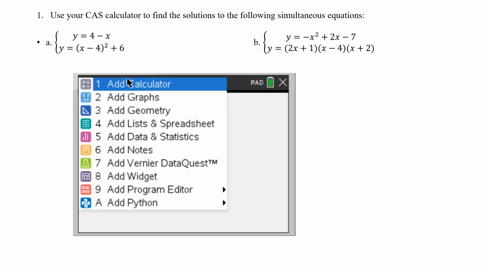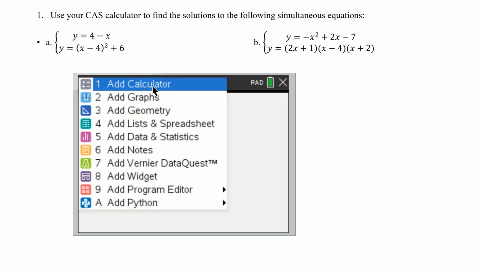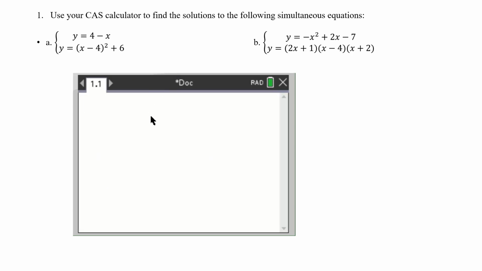We're going to do it in two different ways. The first way is to use a calculator. The second way is to use graphs. And I'll show you both ways. So we're going to start with the calculator.